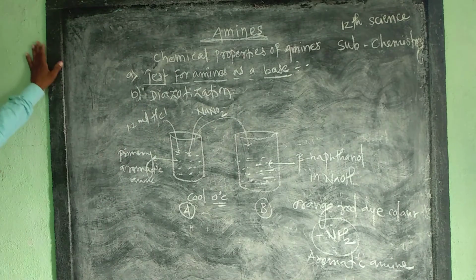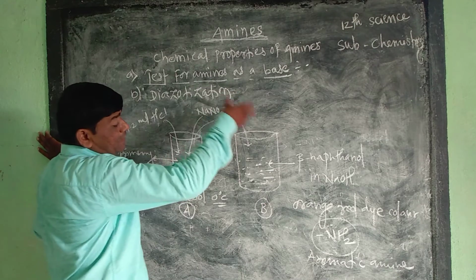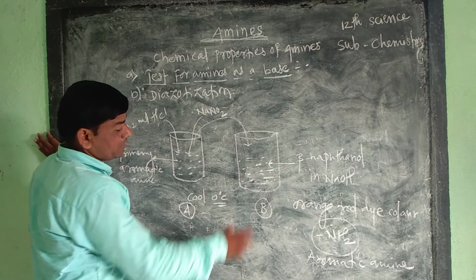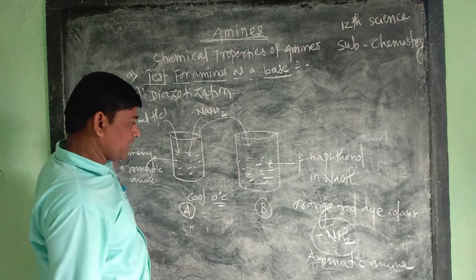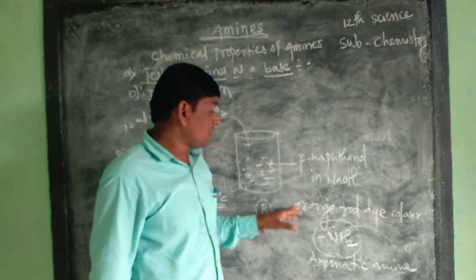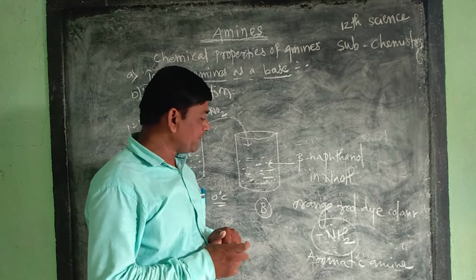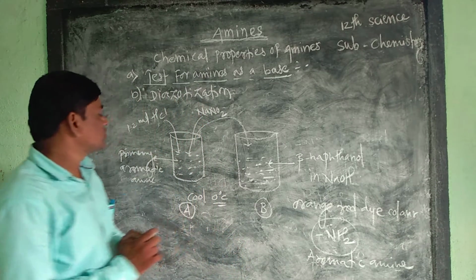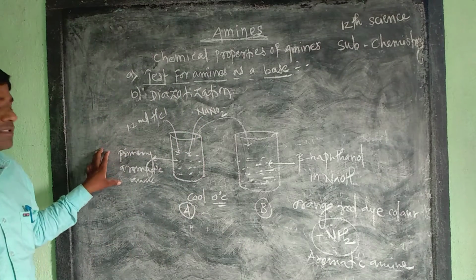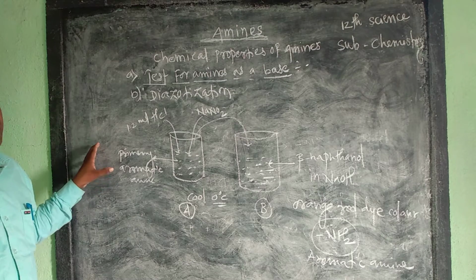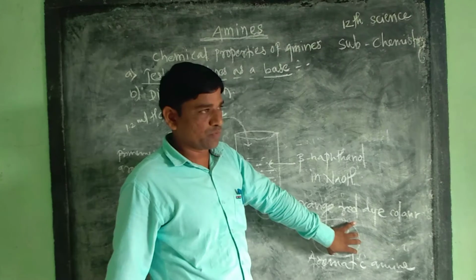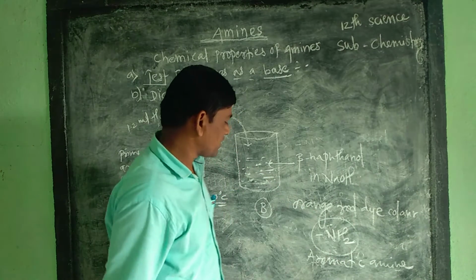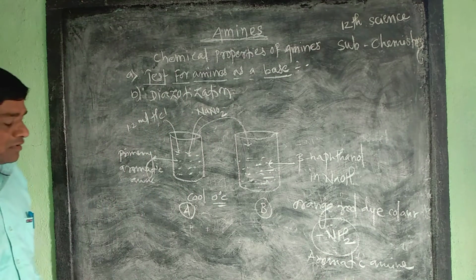Now, when this solution is added to test tube B and it does not give the orange-red dye color, that means the compound does not have a basic nature or does not have an NH2 group. That means it is not a base.